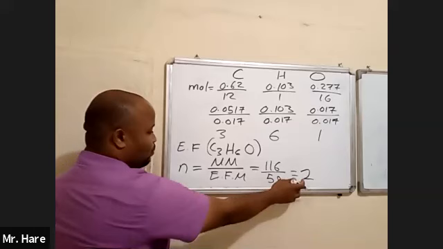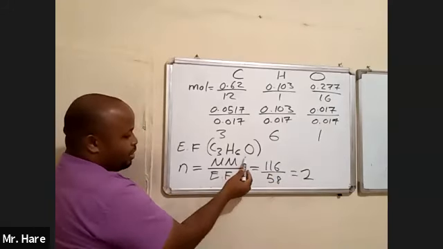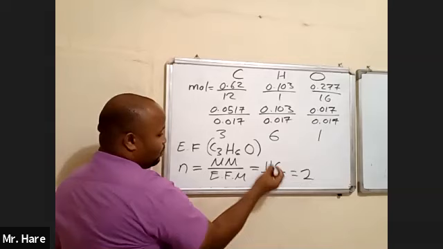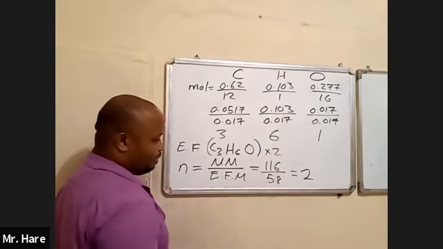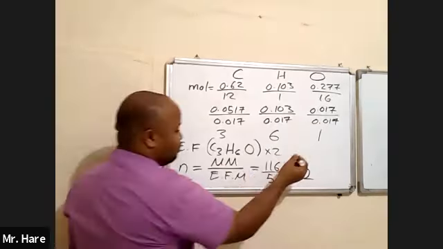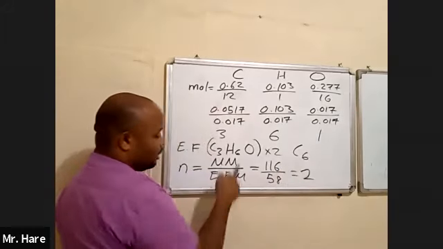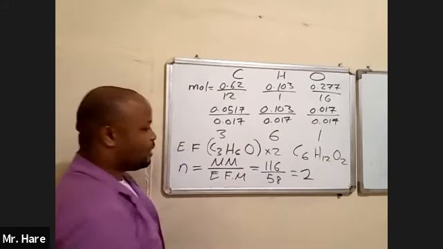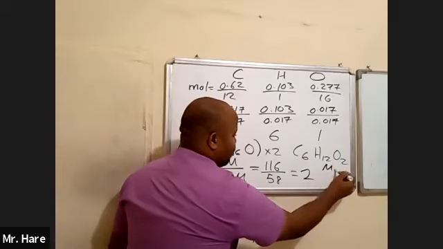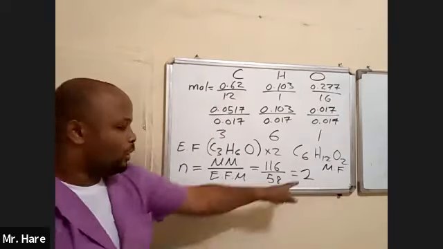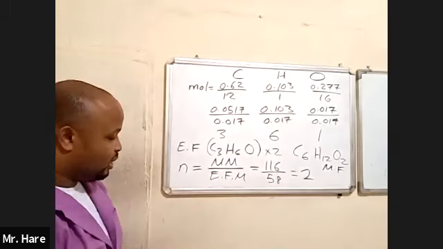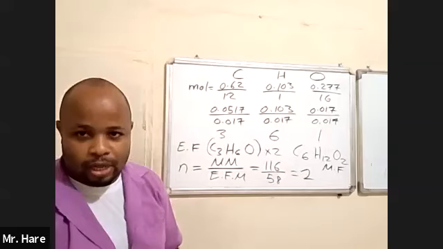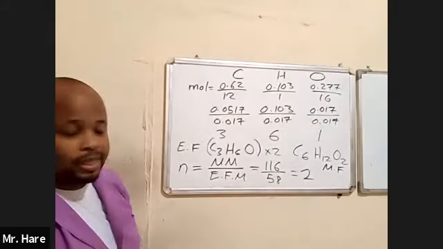So with N as 2, we multiply the empirical formula by 2. Your molecular formula: 3 times 2 is 6, 6 times 2 is 12, 1 times 2 is 2. So this would be the molecular formula if N was 2. But in this question, N was 1, so the empirical formula and the molecular formula would be the same.